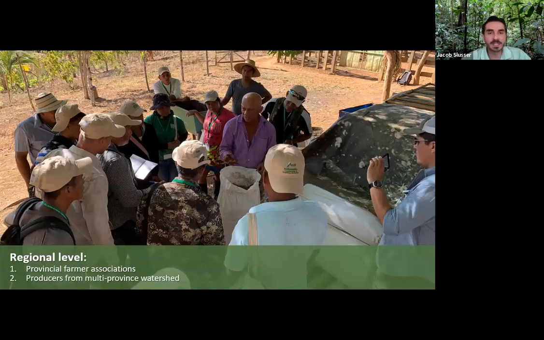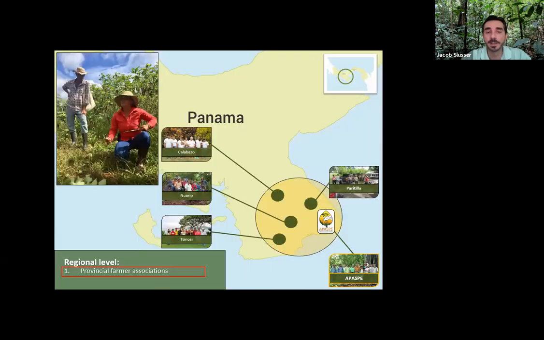Okay, so next let's move on to the regional level, where Apaspe members moved beyond their community and into other regions of the province. So first, I'll talk about other provincial farmer associations, and then producers from a multi-province watershed. So within the region, other farmers were interested to see the results of the Apaspe project, which essentially was the first sustainable ranching project in the Azuero at the time. And so field visits were facilitated for 4 provincial farmer associations, and this was conducted with our help, as well as the help of other regional partners.